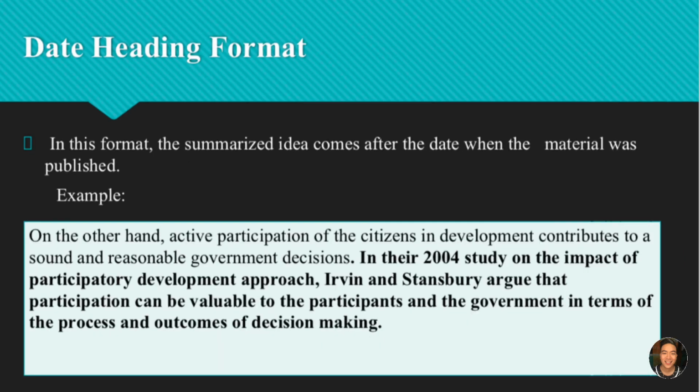Next, let's talk about the third format, which is the date heading format. So in this format, the summarized idea comes after the date when the material was published. Example: on the other hand, active participation of citizens in development contributes to sound and reasonable government decisions. In their 2004 study on the impact of participatory development approach, Irvin and Stansbury argue that the participation can be valuable to the participants in the government in terms of the process and outcomes of decision making.